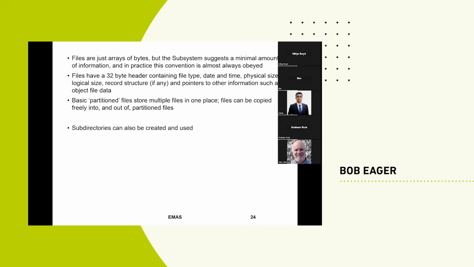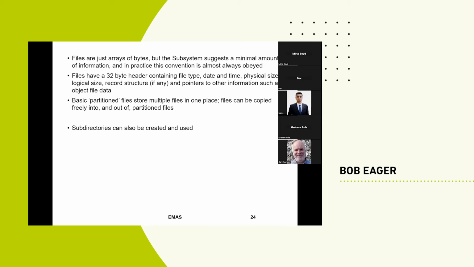Now, as I said, files are just arrays of bytes. I know people who use Unix say, well, Unix is just a stream of bytes, and you don't have any file types. But of course you do sometimes. There are magic numbers at the fronts of files and all sorts. And much like that, the subsystem in Edinburgh has a minimum amount of information at the front, and there's a convention there. You don't have to use it.